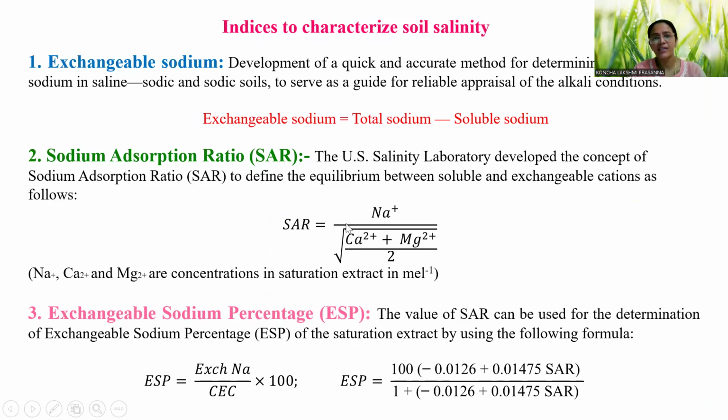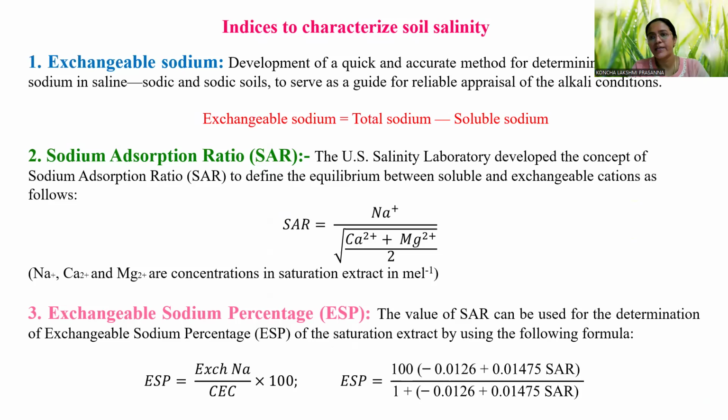So the formula of SAR is the ratio of sodium by the square root of calcium plus magnesium by 2. This formula is very important as part of the ICR entrance. Next index is the exchangeable sodium percentage. Exchangeable sodium percentage is determined by the exchangeable sodium by CEC into 100. The value of SAR can be used for the determination of exchangeable sodium by saturation phase extract, using the formula exchangeable sodium by CEC into 100.